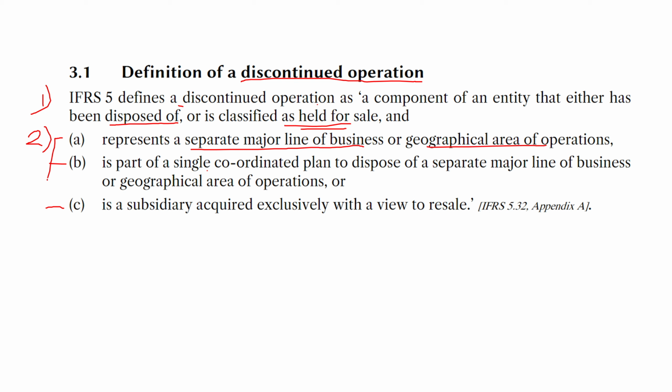Second one, we've already explained. It's a bit of a mouthful. This is part of a plan to dispose of a separate major line of business. Okay, so this one occurs a bit more often. Is a subsidiary acquired exclusively with a view to resale? Okay, so this is a very specific case, and it may or may not occur in the exam. I think the one I've ticked is the one that often occurs in the exam.